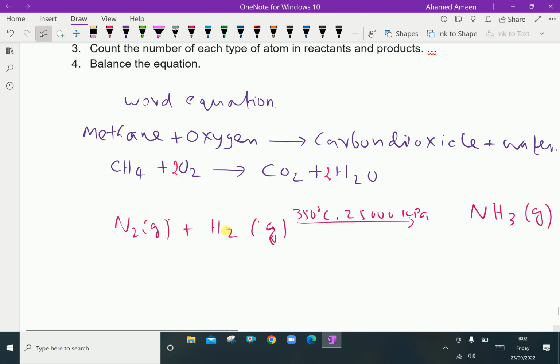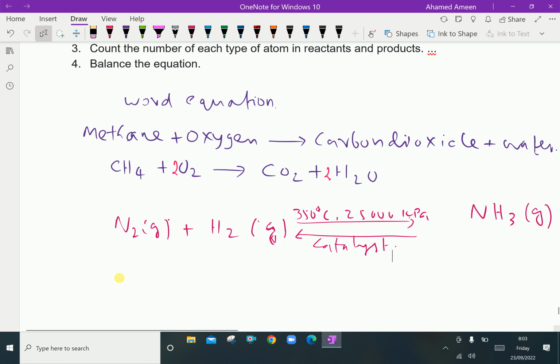That means this reaction gives a lot of information. What are the reactant states? N2 is a gaseous state, H2 is also a gaseous state, and we are giving 350 degrees Celsius and 25,000 kilopascal pressure. It gives NH3, ammonia gas. And if you go back, you have to add a catalyst. That means from NH3 we break down and produce nitrogen and hydrogen also, this is the reverse reaction.